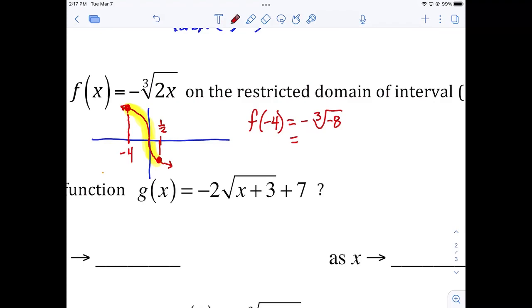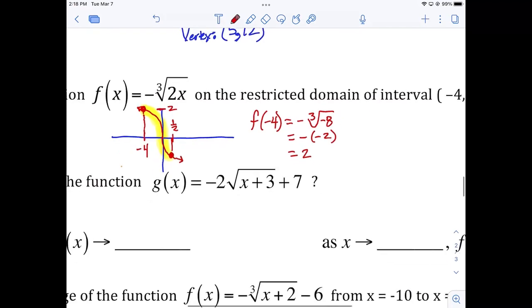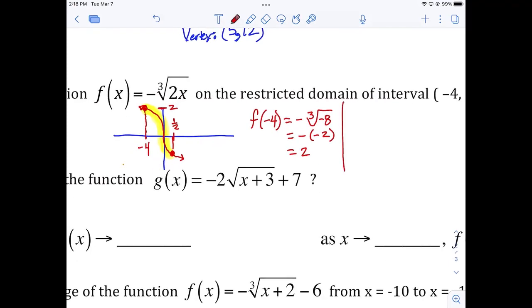And then what's the cube root of negative 8? What number times itself 3 times is negative 8? Negative 2, yeah. And then negative 2 makes that a positive 2. So that's the upper value up there. And now I just got to do it again for the next value. What is f of 1/2? That's the negative square root of 2 times 1/2, which is 1. That's going to be negative 1. And that's the value down here.